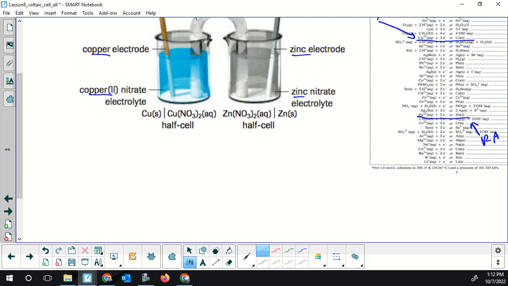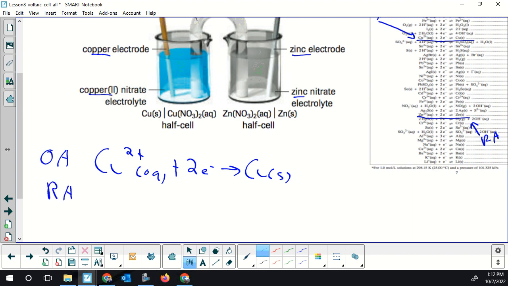Okay? The highest one up will have our best oxidizing agent. OAs are on the left. So copper 2 plus aqueous will gain 2 electrons and make elemental copper. The best reducing agent comes from the lower down half reaction, and RAs are on the right. This is the one we flip. So the zinc is going to react, the elemental zinc is going to make more zinc 2 plus ions, and it's going to lose 2 electrons.